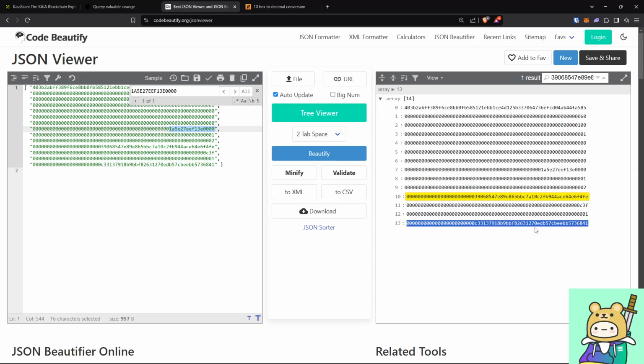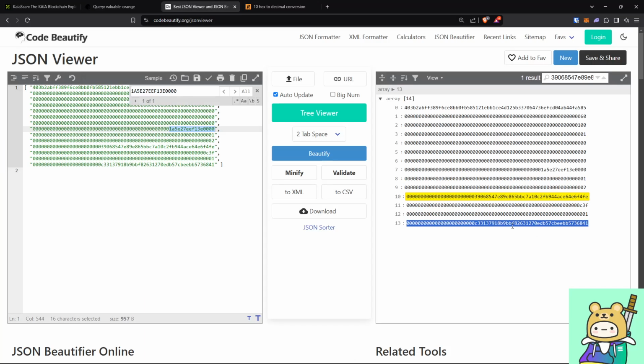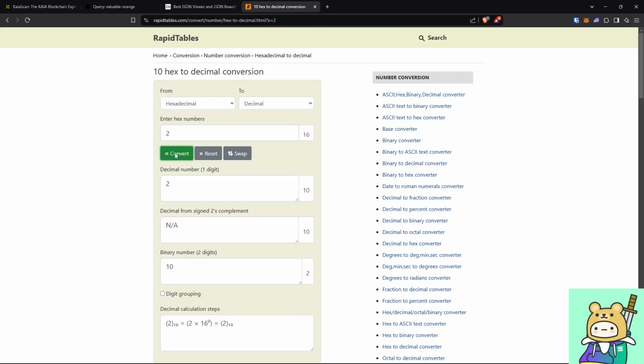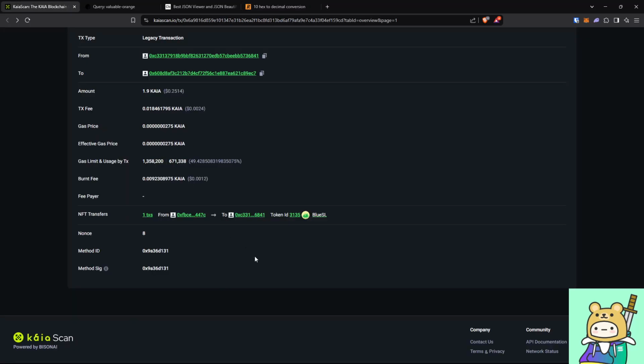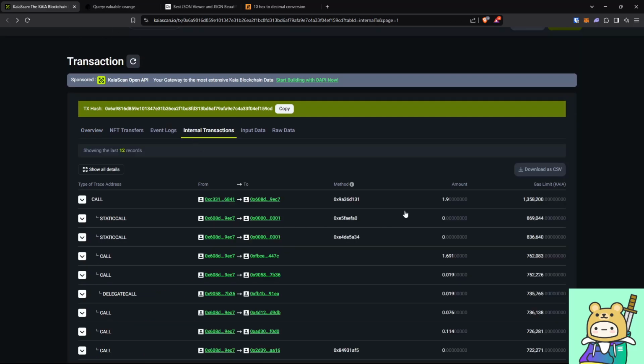And then I have this C331, which, isn't this the buyer? Yeah, it is the buyer. So the last thing in the data is the buyer. Kind of redundant because it's already in topics 1. Okay, we don't know what this 2 here means. Are there any clues here? I mean, 2 converted to decimal is still 2. 2, what is 2?